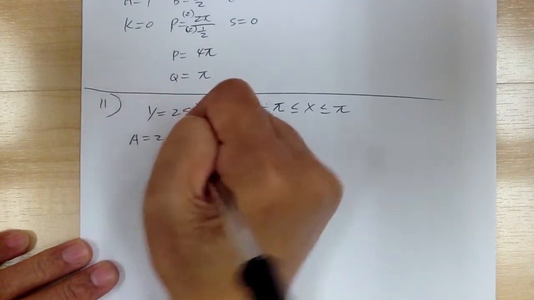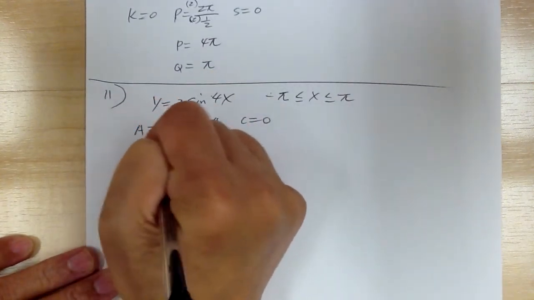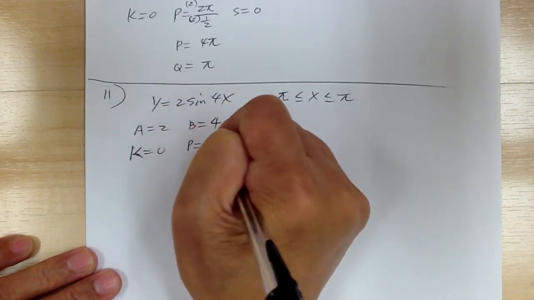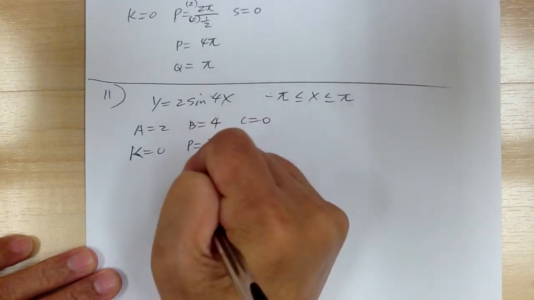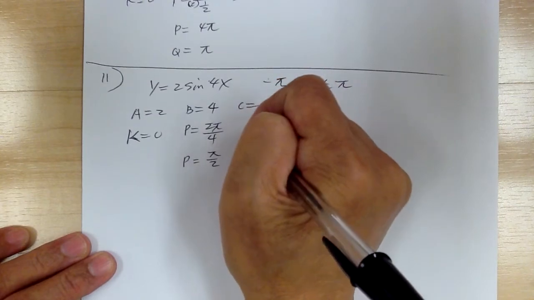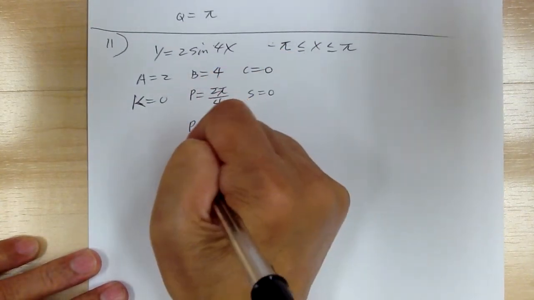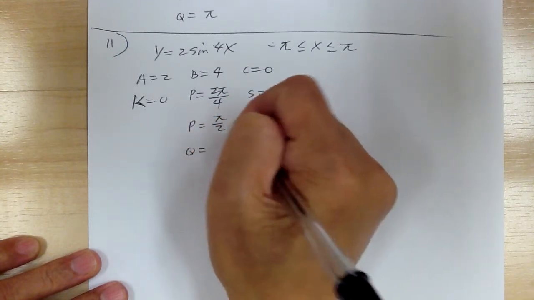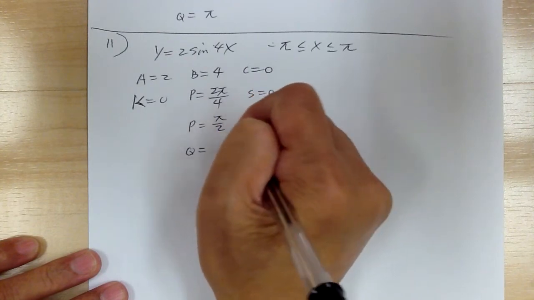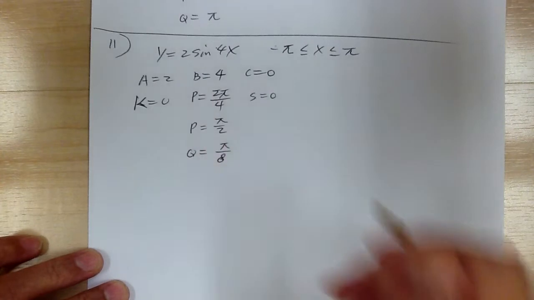So a equal to 2, b equal to 4, c equal to 0, k equal to 0, period equal to 2 pi over b. So period equal to pi over 2. And the shift equal to 0. And don't forget the q. So q, you would just want to times by 1/4. Right? Again, quarter, right? 1/4. So this times by 1 over 4 gives you pi over 8. Okay, so once you do that, then we're ready to graph.